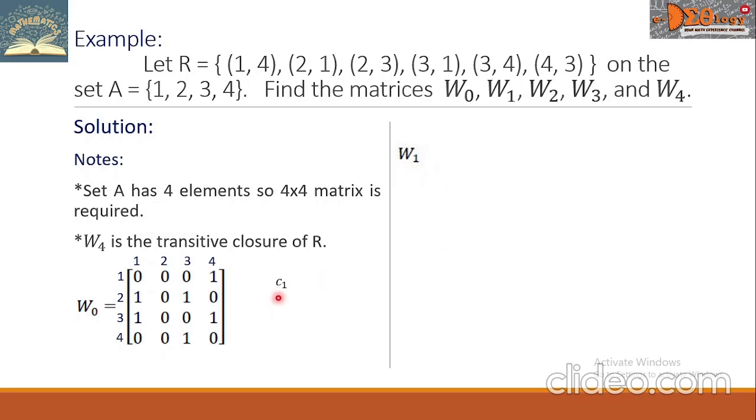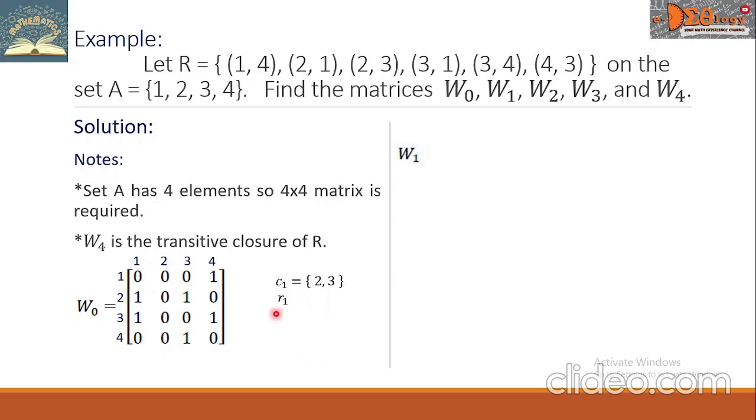The C sub 1 here means column 1. We're going to write all the elements of column 1. Considering our W sub 0, this is column 1. We can see that there are two cells here with the number 1. When we write the elements of C sub 1, these two number 1s correspond to the numbers 2 and 3 respectively. Therefore, the elements of C sub 1 are 2 and 3.